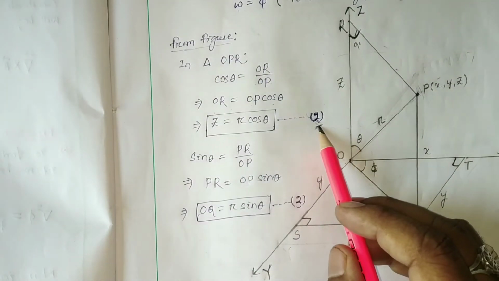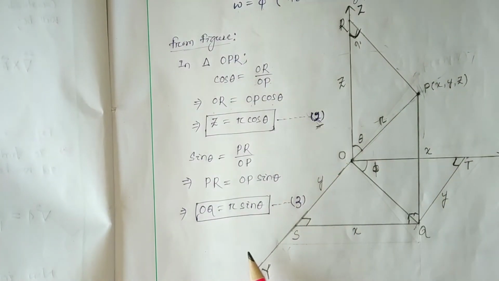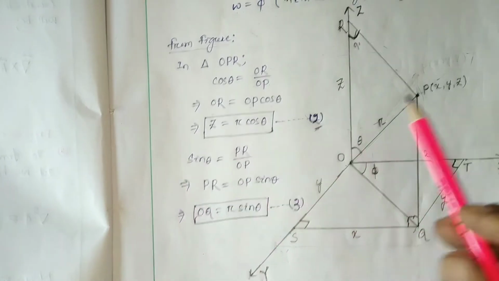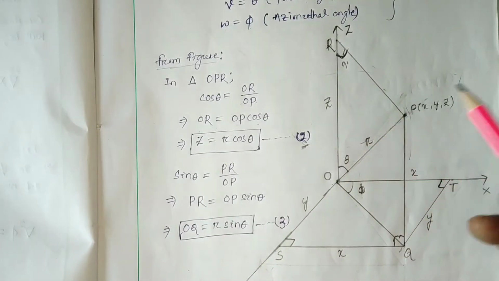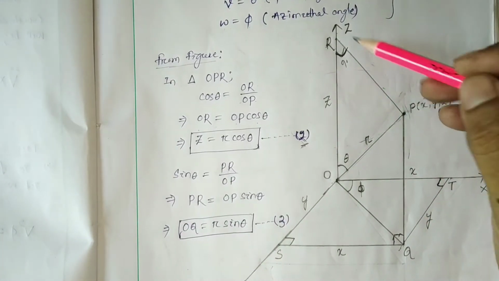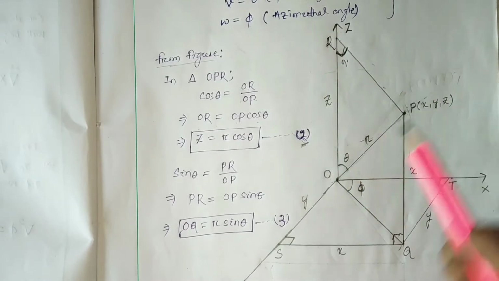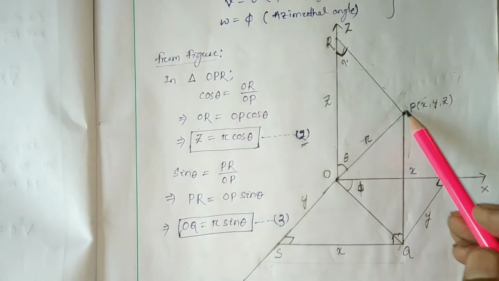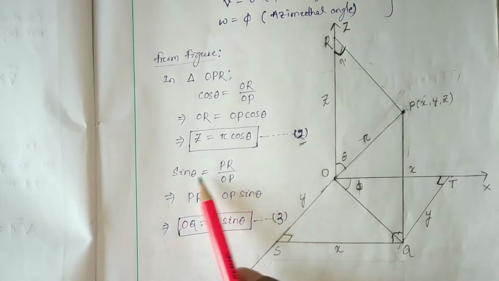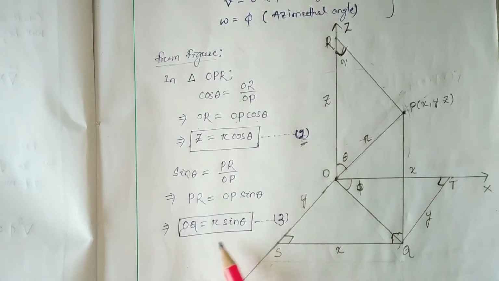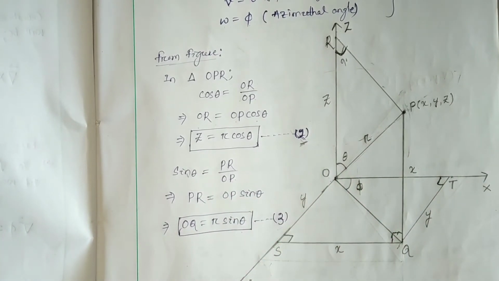This is your equation number 2. Now we have to consider sin theta for this triangle. Sin theta means PR by OP. So here PR will be how much? OP sin theta. OP is nothing but R. So R sin theta. Let this be your equation number 3.